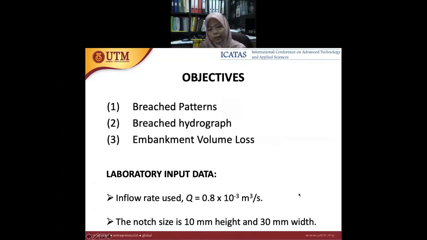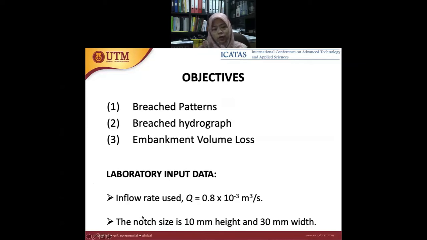Based on that scenario, this study aims to analyze the breach pattern, analyze the breach hydrograph, and calculate the volume loss due to the breaching. To do that, we have done an experimental study in the laboratory. We have the input data of the inflow rate, which is 0.8 times 10 to the power of minus 3 cubic meters per second. At the embankment itself, we allow for a notch, whose size is 10 meters in height and 3 meters wide.